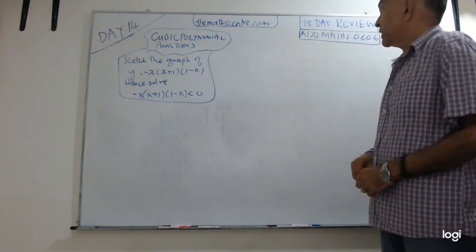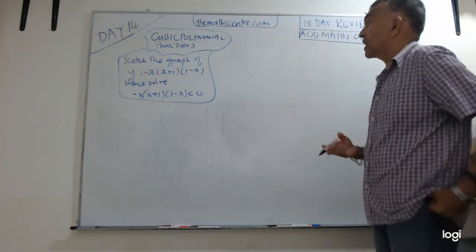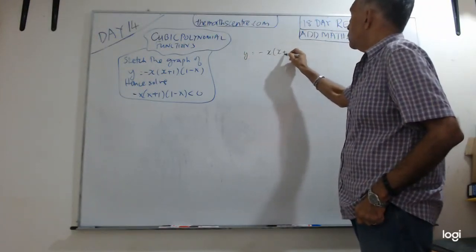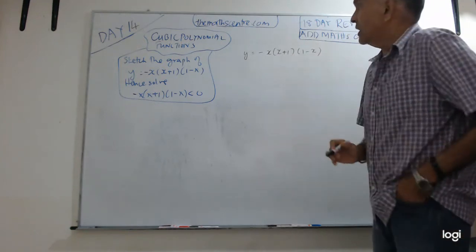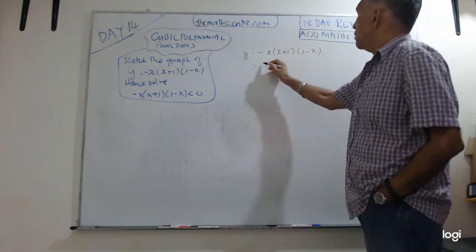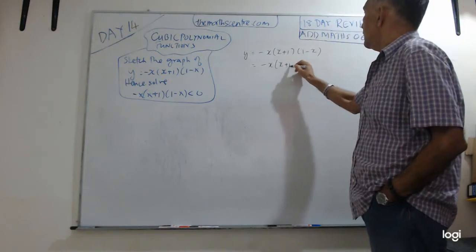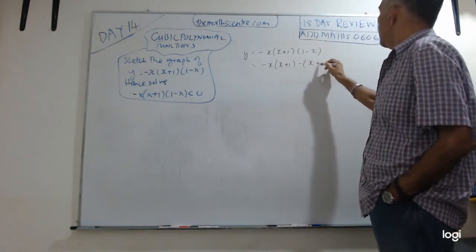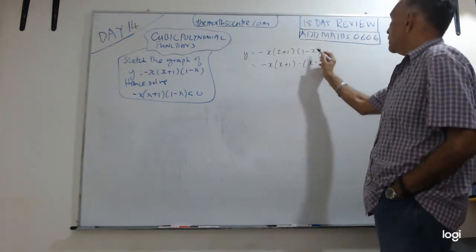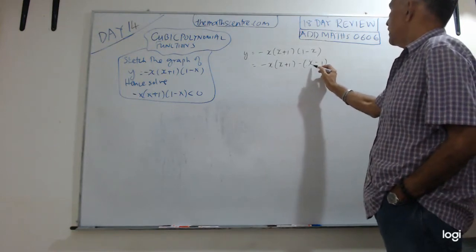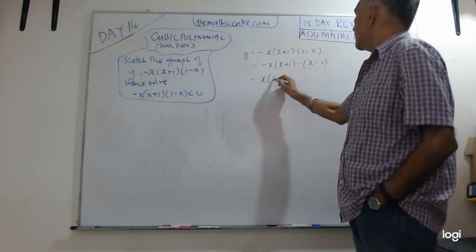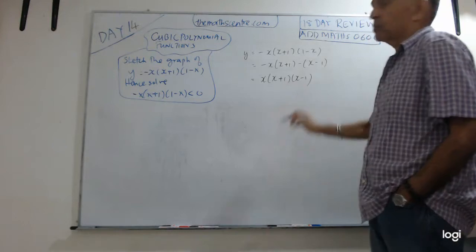Okay, we're asked to sketch the graph of y equals minus x, x plus 1, 1 minus x. Did I copy everything correctly? Yep. Now, let me just operate on this first. x plus 1, and then I have minus x plus 1. So for 1 minus x, I took out the minus, and I wrote it as minus, and then I have an x minus 1. So I didn't change anything. This minus and this minus give a plus, so I have x plus 1, x minus 1.